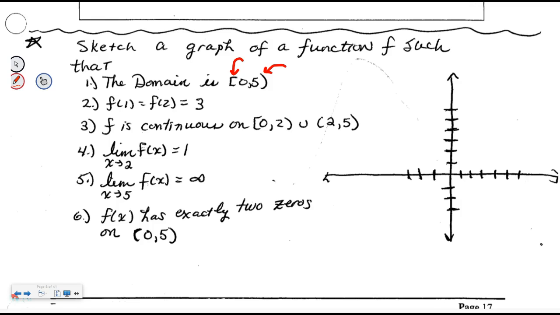I'm talking about at 5 where it's open. There's a criteria up there that tells me. Which number is it, Jordan? Number 5 seals the deal. I'm going to have an asymptote there. Agreed? And I will be heading up.